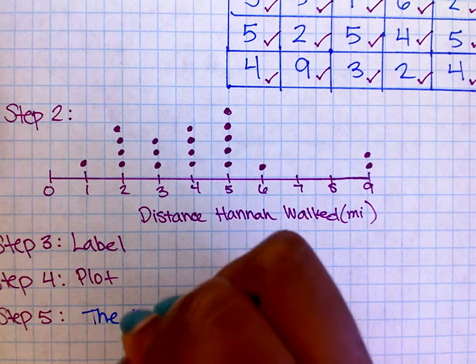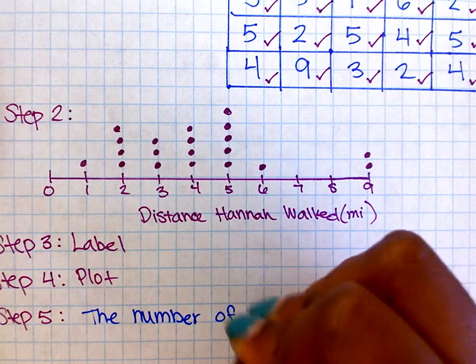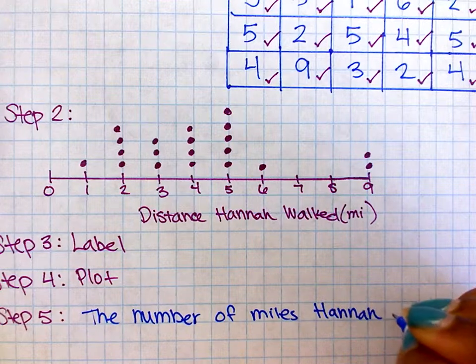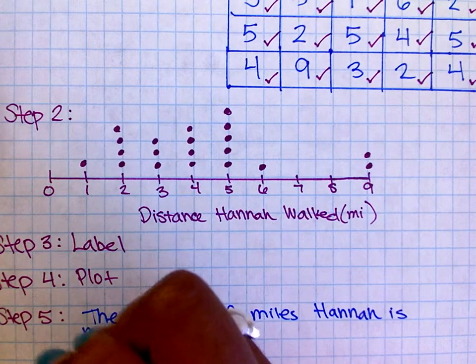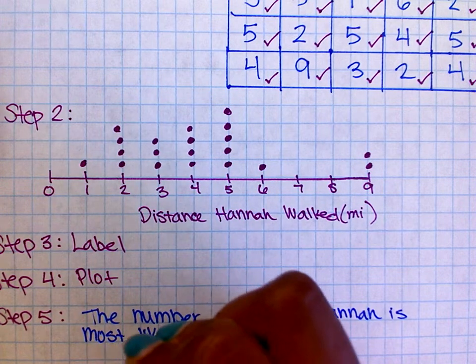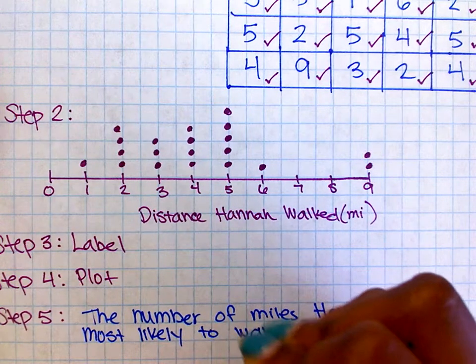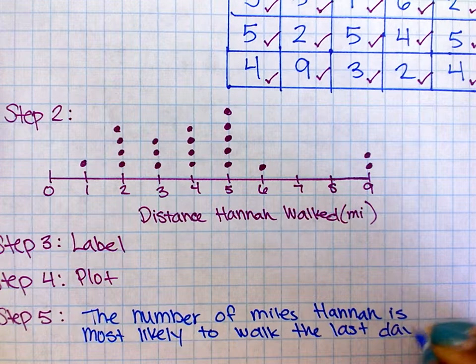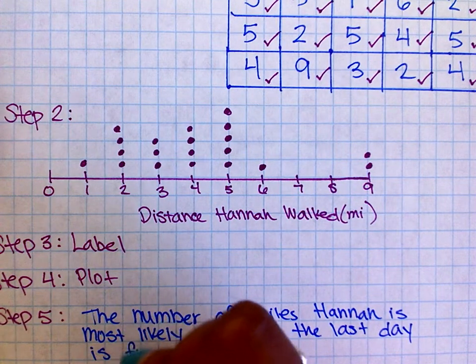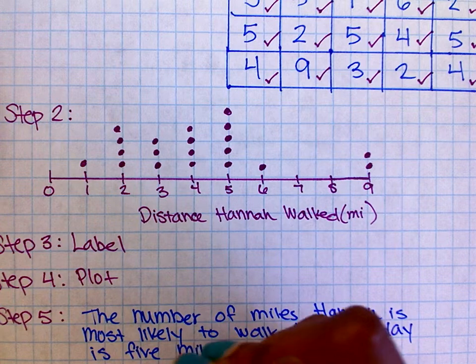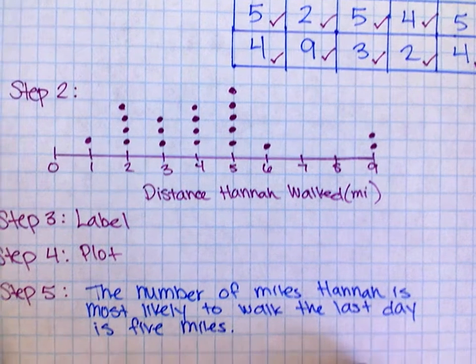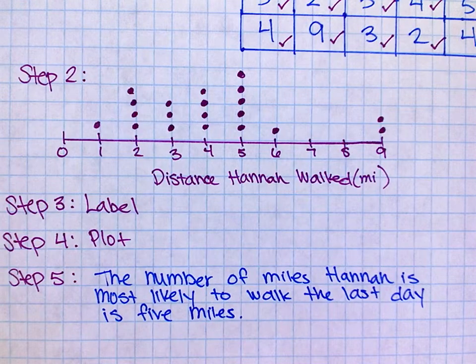The number of miles Hannah is most likely to walk the last day. Complete sentence. Is 5 miles. Done. The number of miles Hannah is most likely to walk the last day is 5 miles.